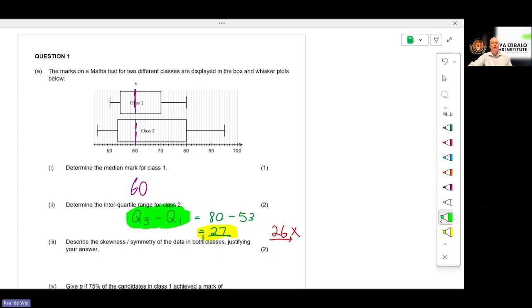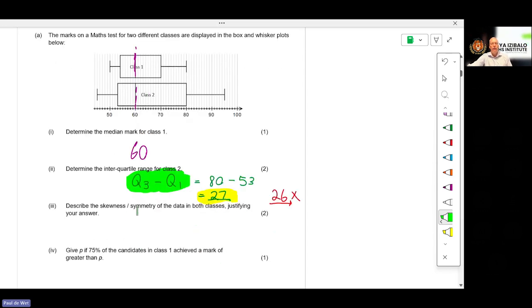All right, then talk to us about the skewness or the symmetry of the data. Is this data symmetrical or is it skewed? And if it's skewed, how is it skewed? Is it positively skewed, negatively skewed, skewed to the right, skewed to the left? And why? Put your hand up if you know. Surely someone knows.